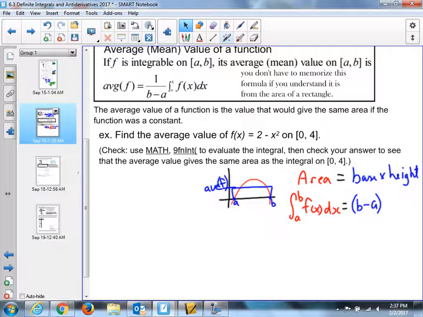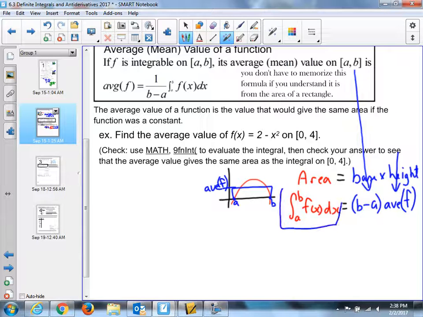times the height. What did we label the height as here? Average. Bonds. So somehow, the average of the function. Do you see what I'm saying here? This is what this formula is telling you. The base times the height, which is the average height of the function, is the same as the area. And we know the area is an integral.